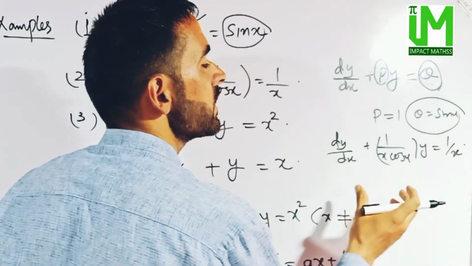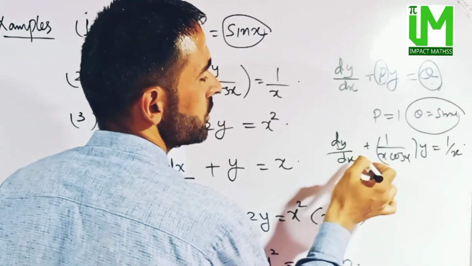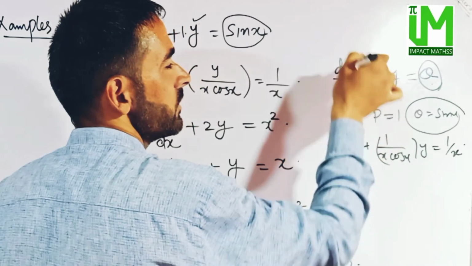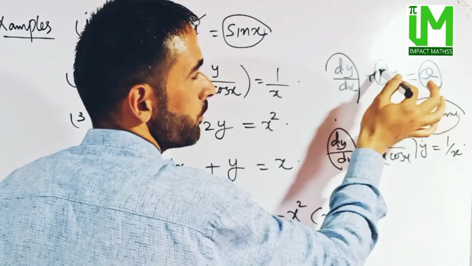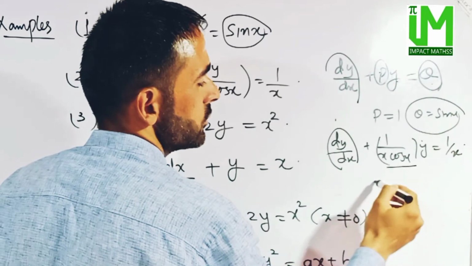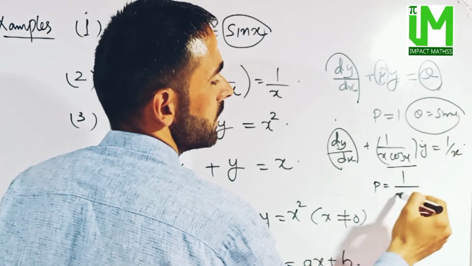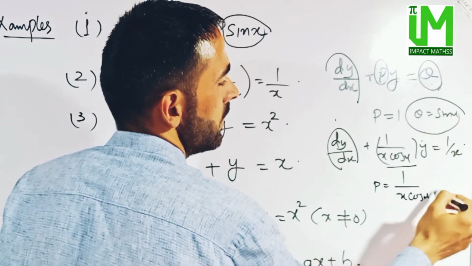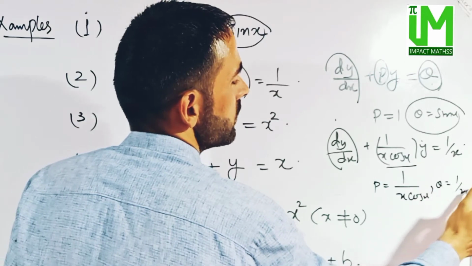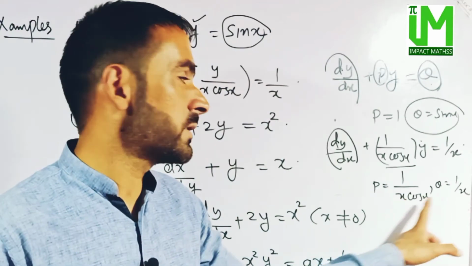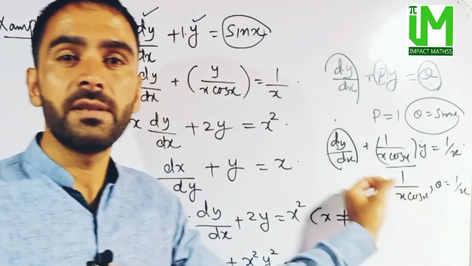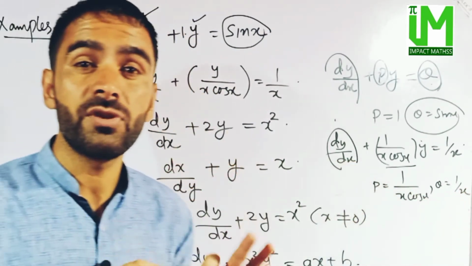If we compare with the general form, we have dy by dx as it is, and then in place of y, p will be here, so p is equal to 1 divided by x cos of x and q is 1 divided by x. So p is a function of x and q is a function of x. So this means this is a linear differential equation.